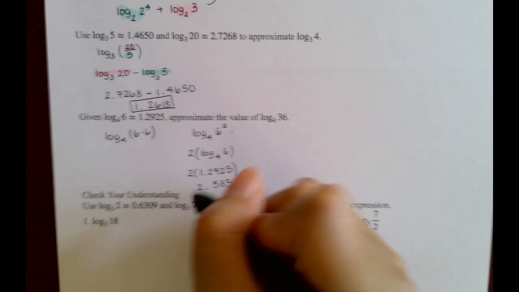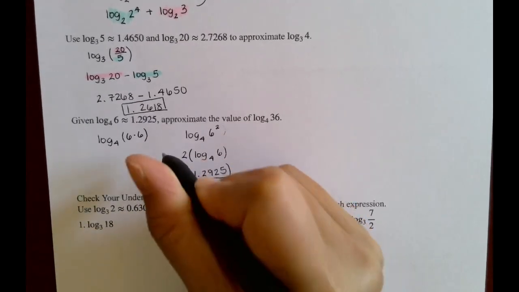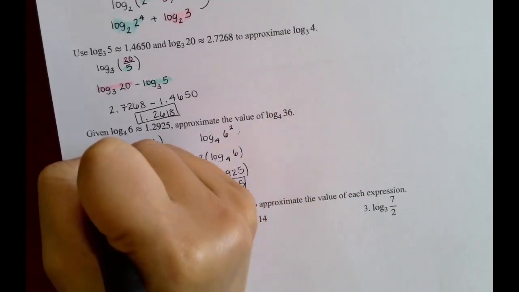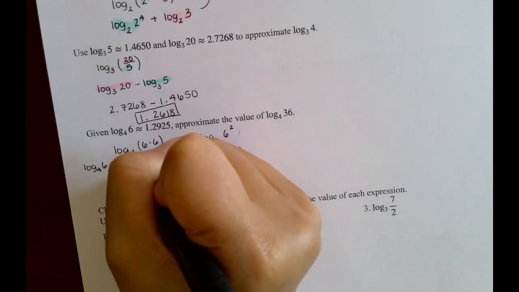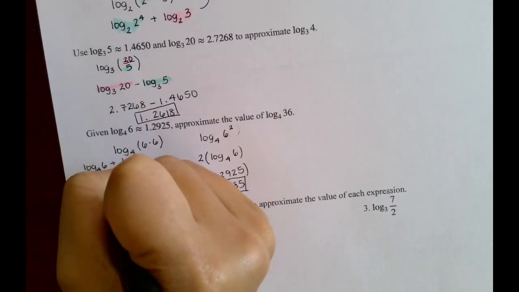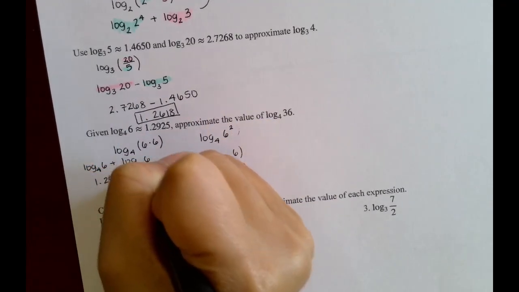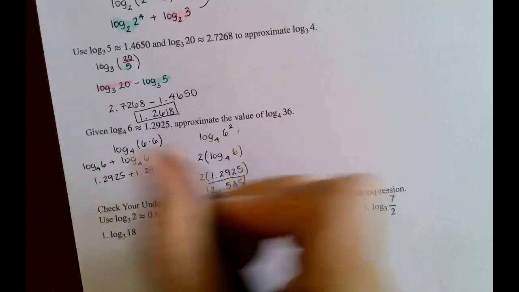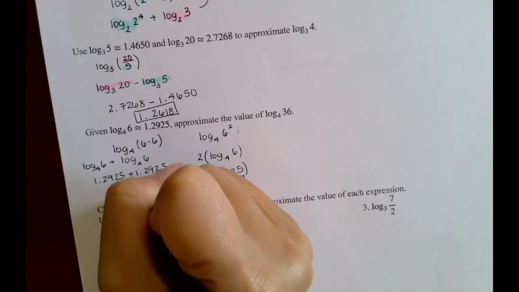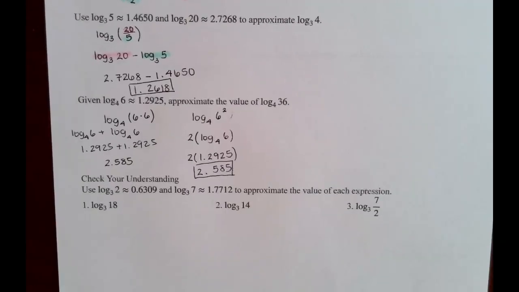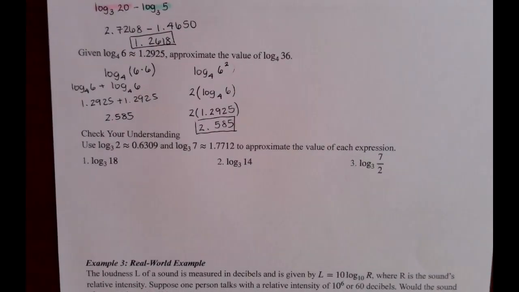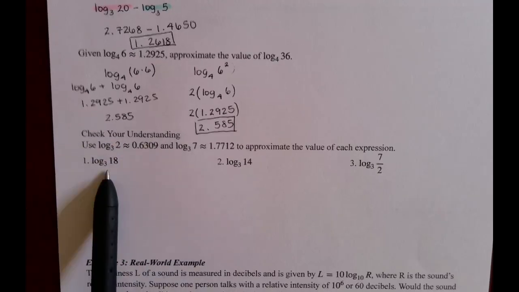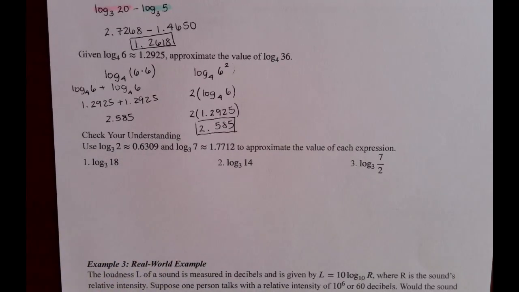There we go. Okay. Here, if we did it this way, it would be log base 4 of 6 plus log base 4 of 6, right? So it would just be 1.2925 plus 1.2925, which is the same as 2 times that. So either way, you would get the same answer, right? Because both of them are just two different ways to rewrite that log base 4 of 36. Okay, so why don't you try check your understanding, not check your progress, but check your understanding number 1, 2, and 3, and then come check your answer when you're done.